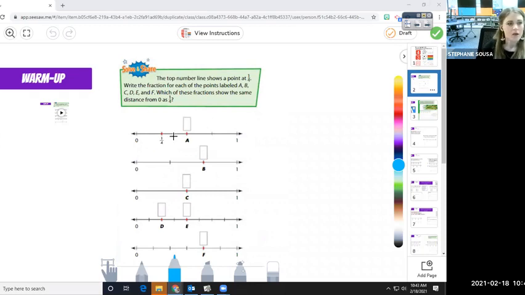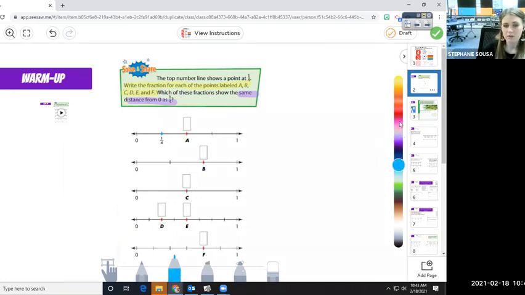All right. So this says the top number line shows a point at 1/4. Sure enough, there it does. There's a point, there's 1/4. Write the fraction for each of the points labeled A, B, C, D, E, and F. Which of these fractions shows the same distance from 0 as 1/4? Okay, so you have 2 things to do. First thing you're going to do is write the fraction for each of the points. The second thing that you are going to do is answer the question, which fraction is the same distance from 0 as 1/4?